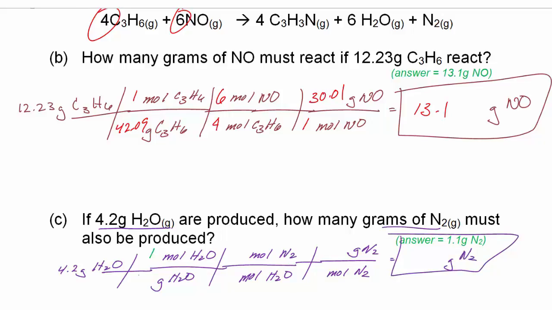So in 1 mole of water, I've got about 18 grams of water. And I've got 6 moles of water for every 1 mole of nitrogen. And in a mole of nitrogen, I've got 28.02 grams. 4.2 divided by 18 divided by 6 times 28.02, about 1.08, 1.1.